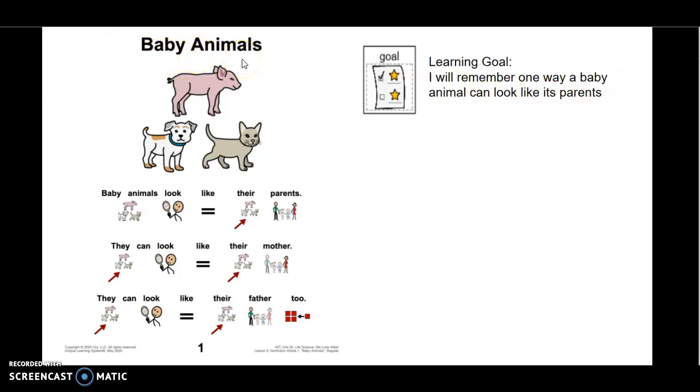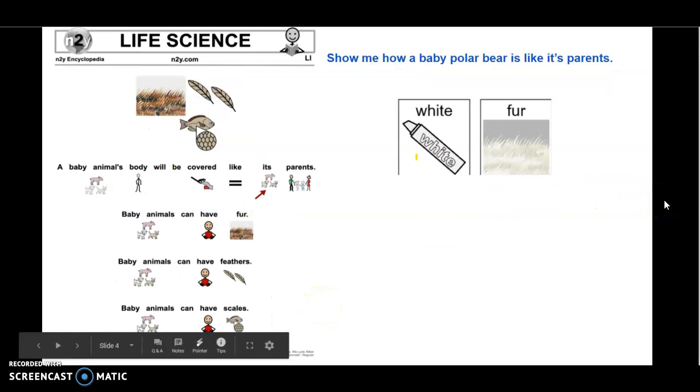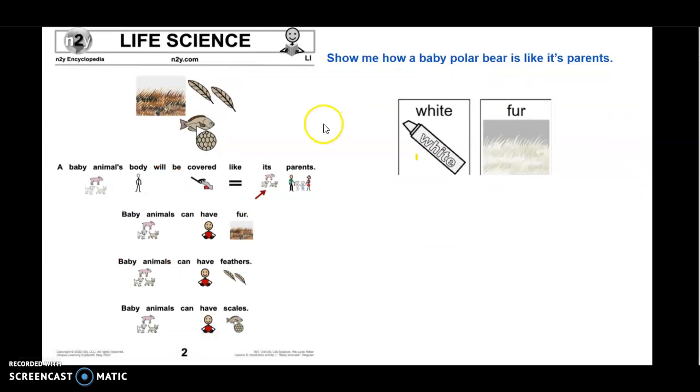Baby animals. Baby animals look like their parents. They can look like their mother. They can look like their father too. A baby animal's body will be covered like its parents. Covered. What does that mean, covered? Let's keep reading and find out.